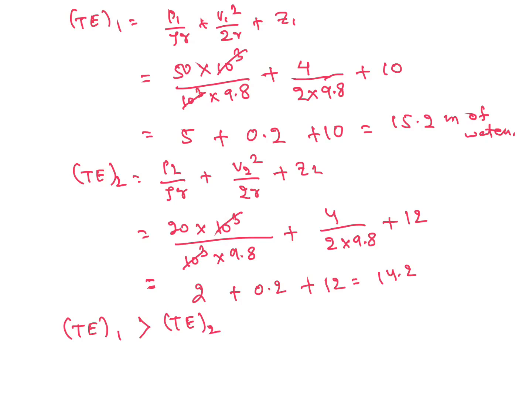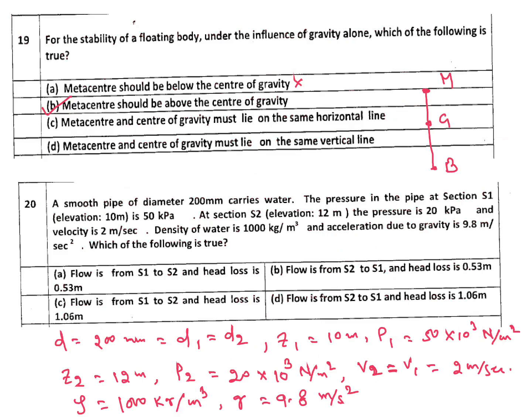So total energy at 1 equal to total energy at 2 plus head loss. Head loss may be due to other factors also, so this is total head loss, or simply head loss. So from the options, the flow will be from S1 to S2. Head loss also we have to calculate. So flow will be from S1 to S2.